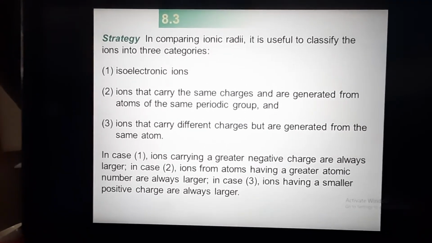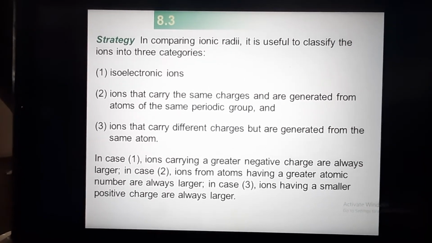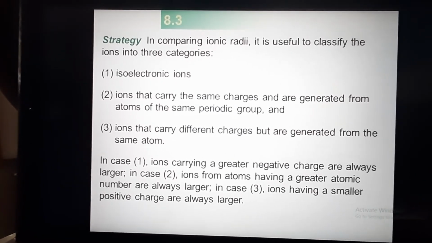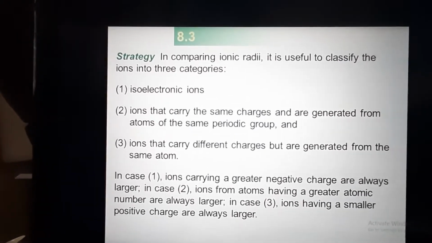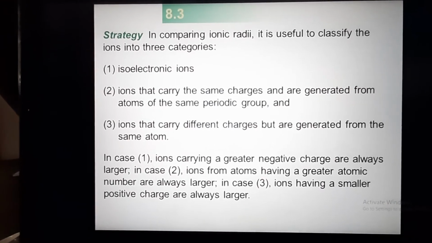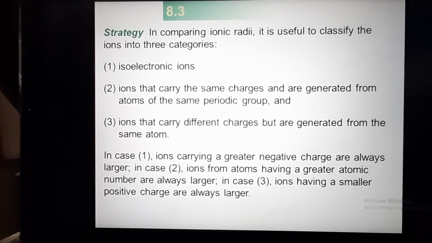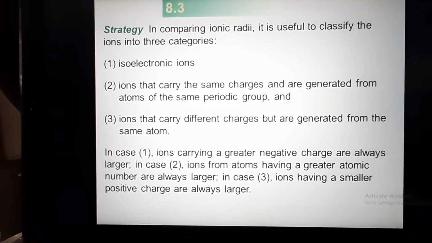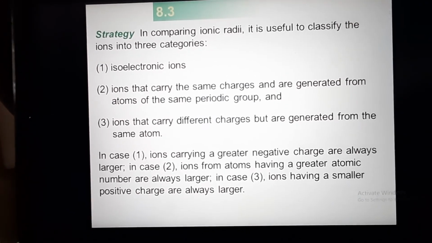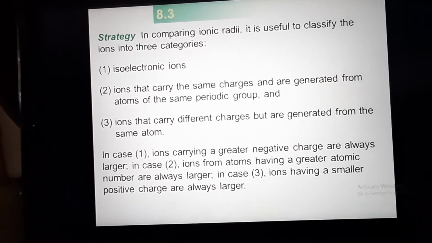So the strategy is we're going to classify the ions into categories. In 1, they are isoelectronic ions. That means they have the exact same electron configuration with a different number of protons. Number 2, they're ions that have the same charges, and they're from atoms of the same periodic group. And 3, ions carry different charges but are from the same atom, so they have the same number of protons.